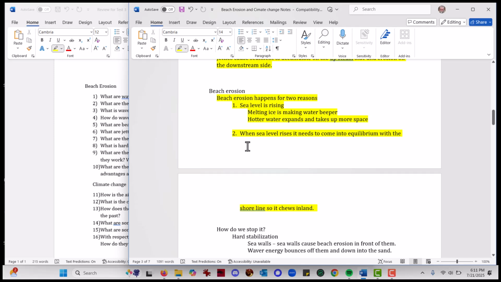The second thing, though, is that sea level's rising, but also once sea level rises, now it needs to come back into equilibrium with the shoreline. And this gets down to that equilibrium slope that we talked about, right? You raise sea level, and then the shoreline is too steep, so the beach has to chew its way inland, right? So people have a bad habit of going, well, if we're expecting 20 feet of sea level rise and my house is 30 feet above sea level, I'm going to be fine.